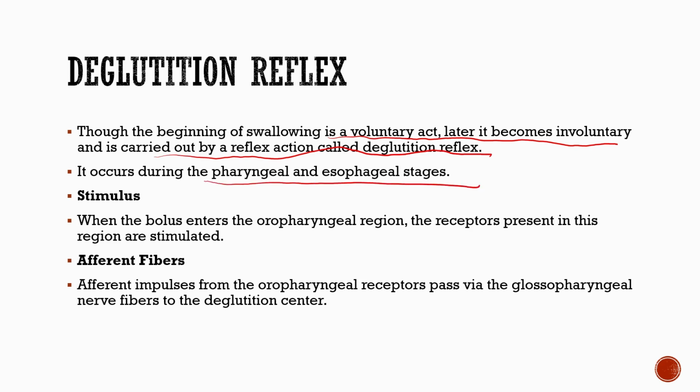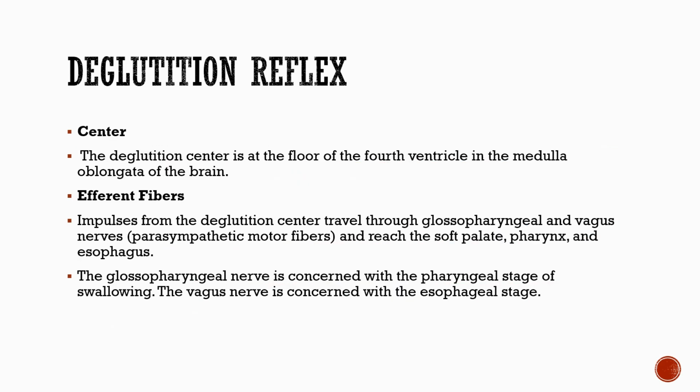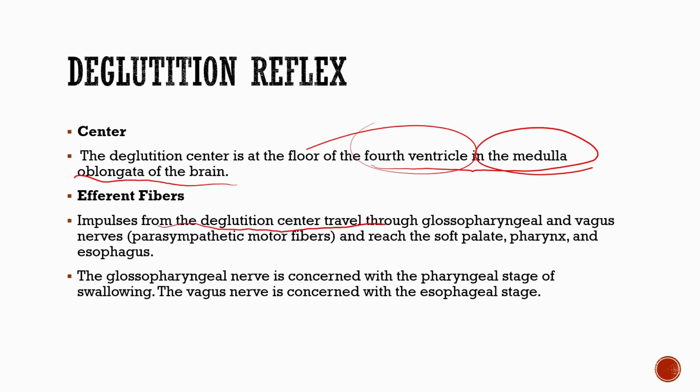The stimulus, what's the stimulus? When the bolus enters the oropharyngeal region, the receptors present in this region are stimulated. The afferent impulses from the oropharyngeal receptors pass via the glossopharyngeal nerve fibers to the deglutition center. The center is at the floor of the fourth ventricle in the medulla oblongata of the brain. You will study it in your human anatomy class. The fourth ventricle of the medulla. It's not the ventricle present in your heart. It's a different ventricle. Then the impulses from the deglutition center travel through the glossopharyngeal and vagus nerves.